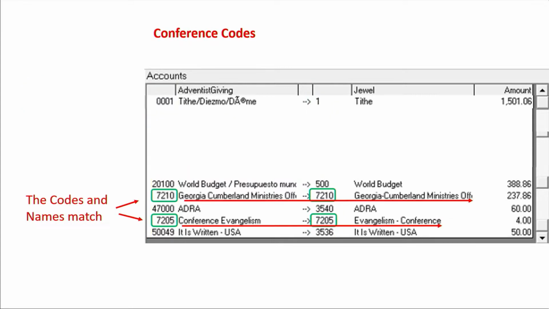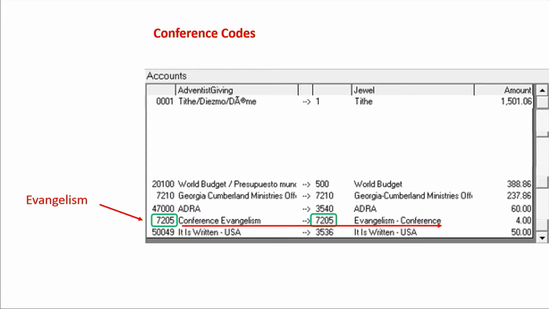Conference codes next. There are 2 of them, and both numbers and names match from left to right and are in the 7000 to 7999 range, where they should be. Evangelism donations can be especially confusing, and I often see this account mapped incorrectly to local church evangelism. But the fact that it starts with 7 tells me that this is a conference offering, not a local one. Oh, and for future reference, when a conference code beginning with 7 comes through, you can use that code as is. You don't have to look it up.